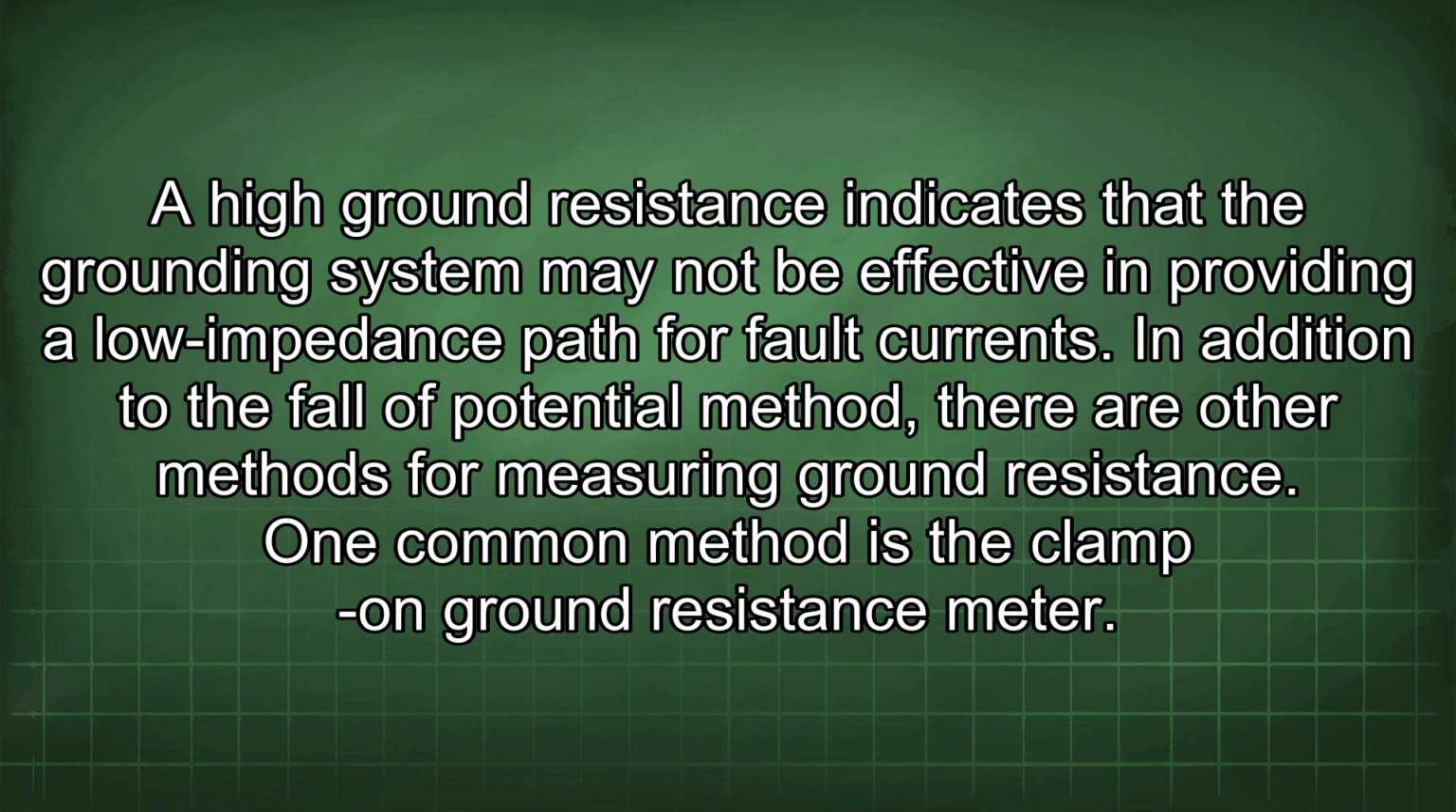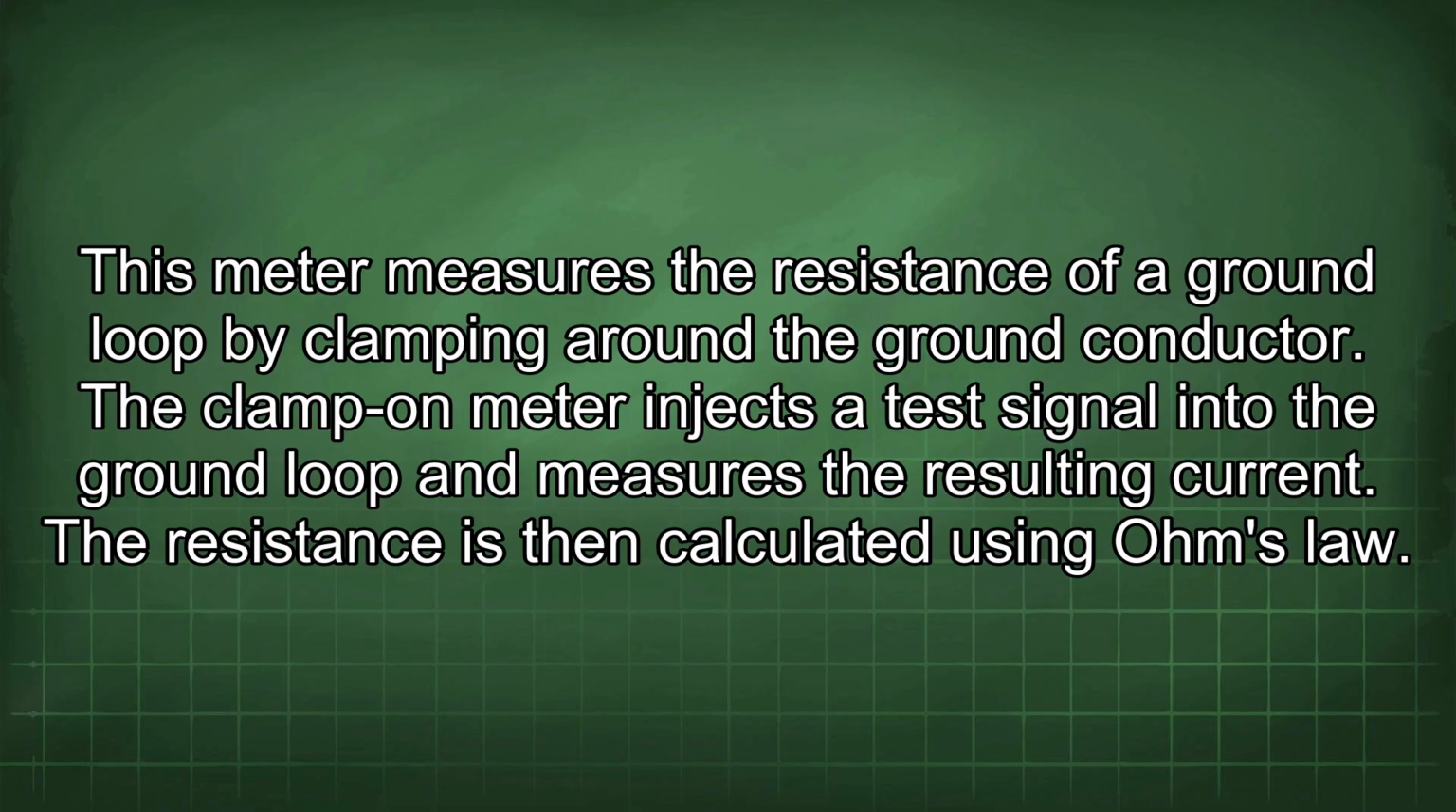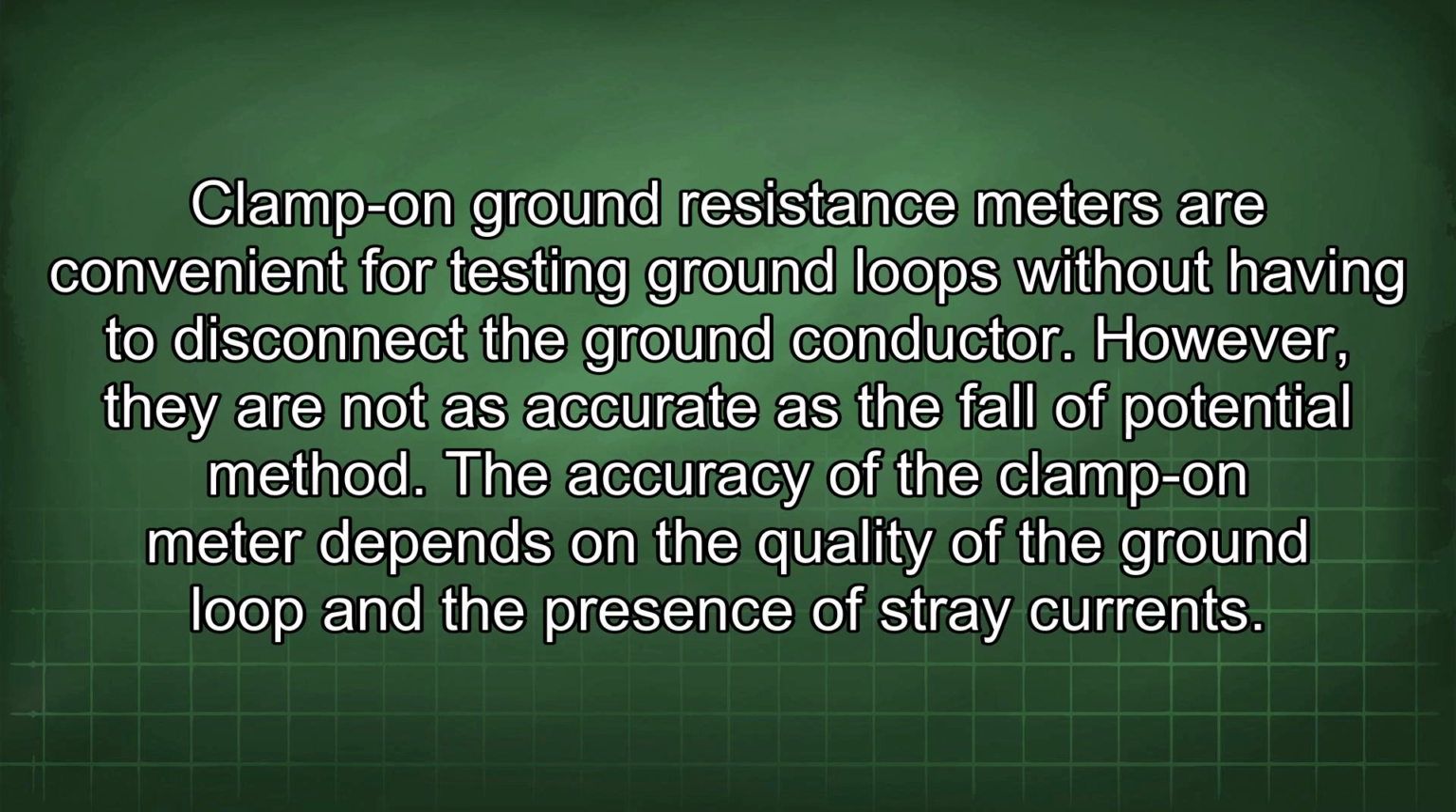One common method is the clamp-on ground resistance meter. This meter measures the resistance of a ground loop by clamping around the ground conductor. The clamp-on meter injects a test signal into the ground loop and measures the resulting current. The resistance is then calculated using Ohm's law. Clamp-on ground resistance meters are convenient for testing ground loops without having to disconnect the ground conductor. However, they are not as accurate as the fall-off potential method. The accuracy of the clamp-on meter depends on the quality of the ground loop and the presence of stray currents.